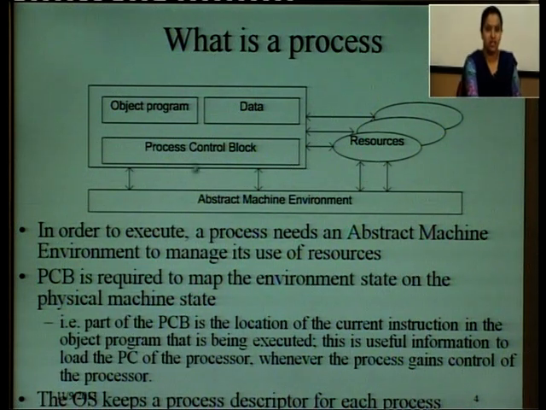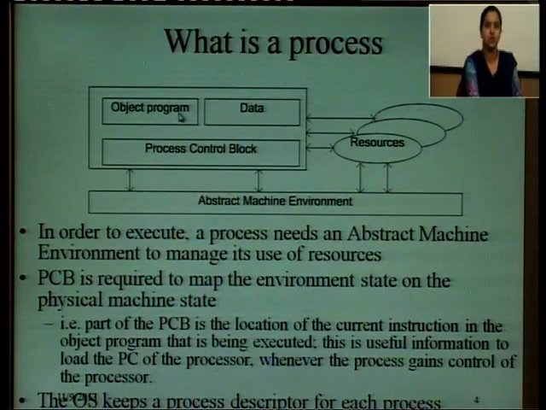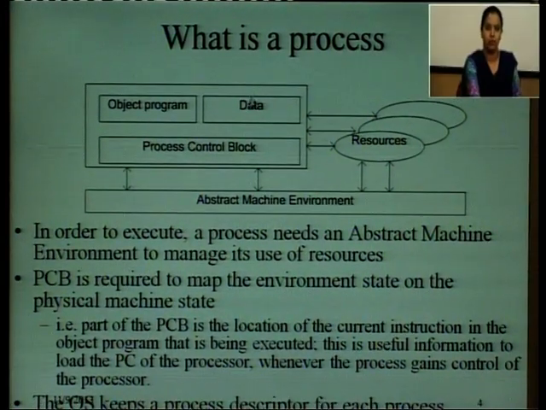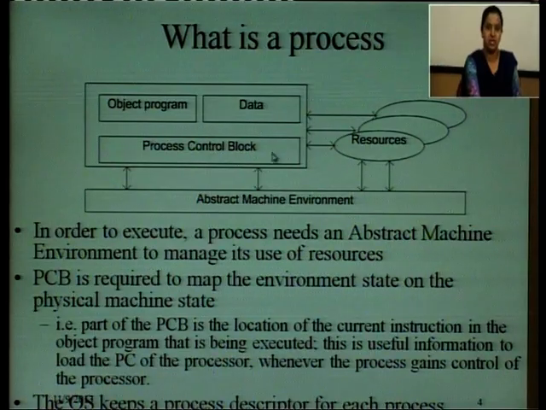Here you can see the components of a process. This is the object program. This object program is any source code. When it is executed, the output is obtained. Then the data on which the program is executed, and then the PCB, which keeps the record of the state and the other resources needed to execute it.